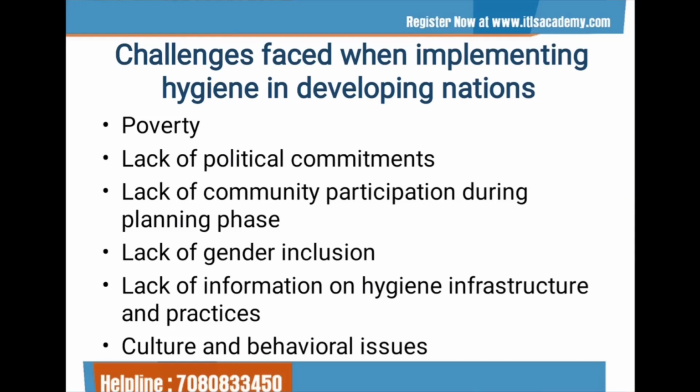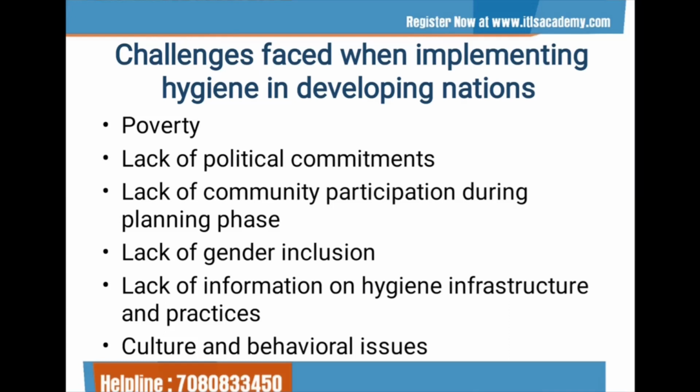Next point is the lack of gender inclusion. In most cultures, women have the primary responsibility for water sanitation and hygiene at the household level. However, most women are left out when it comes to planning and designing of hygiene projects, making the implementation of the project a challenge, especially to the women that do not have enough information on the design.